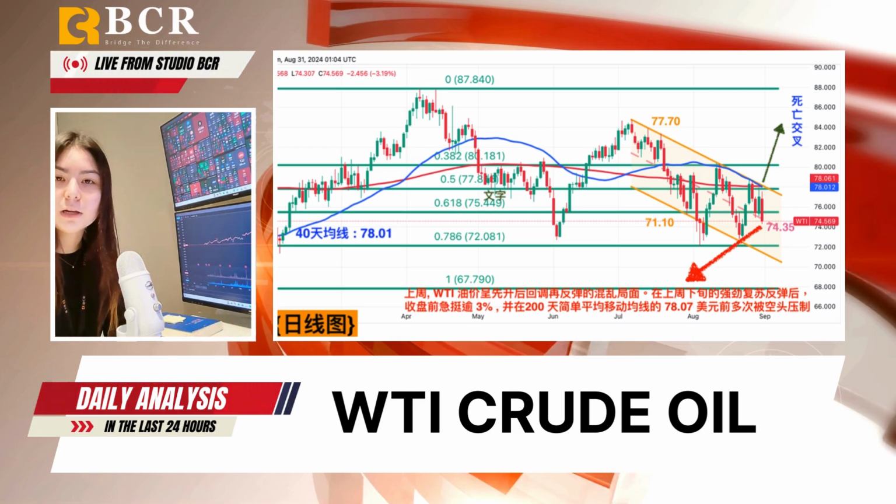If the price falls below the key support at $74.88, the next targets are 73.21 and 72.10. So to maintain the upward trend, oil must hold above $75.50, with 77.55 aligning with the downtrend line and the 200-day moving average at 78.07.